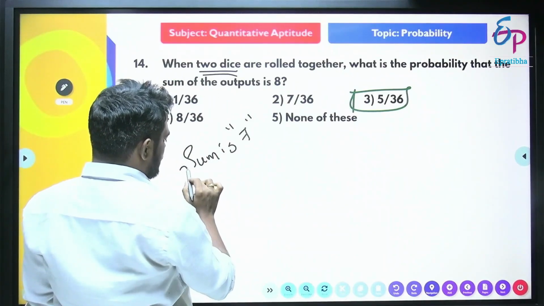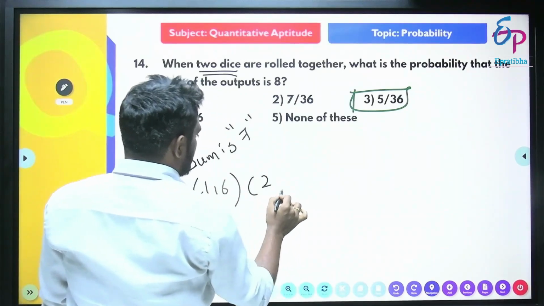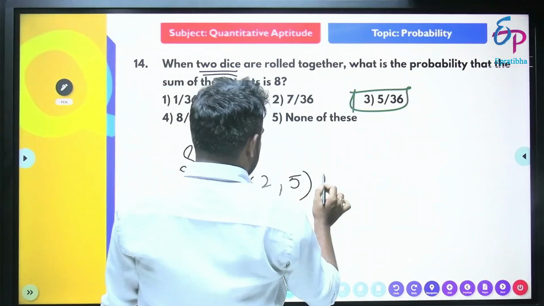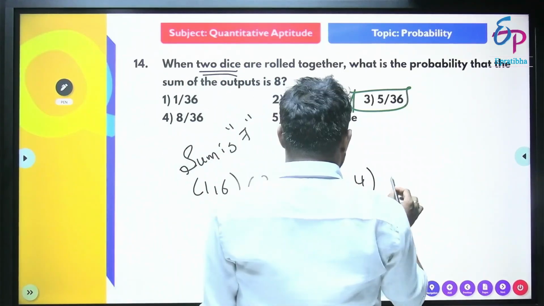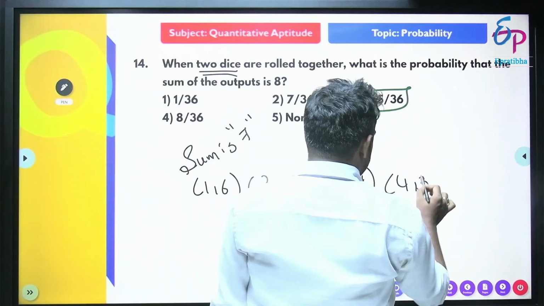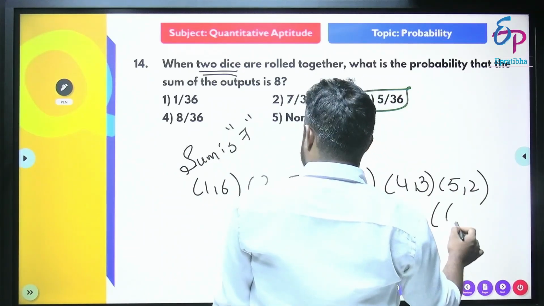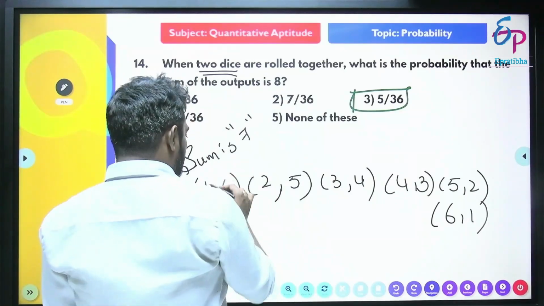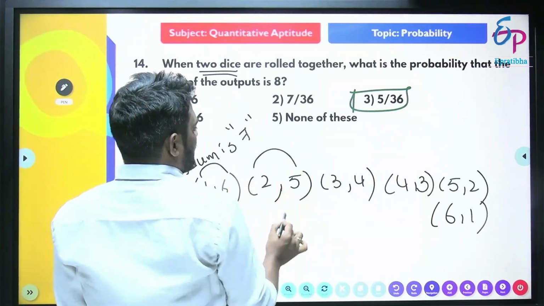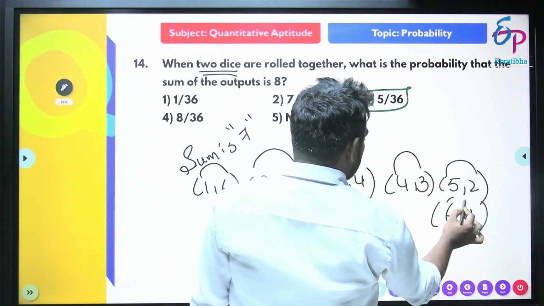If the first die shows 1, the second die has to be 6. First die 2, second die has to be 5. First die 3, second die has to be 4. First die 4, second die has to be 3. First die 5, second die has to be 2. First die 6, second die has to be 1. Total is 7 in every case, sum 7.